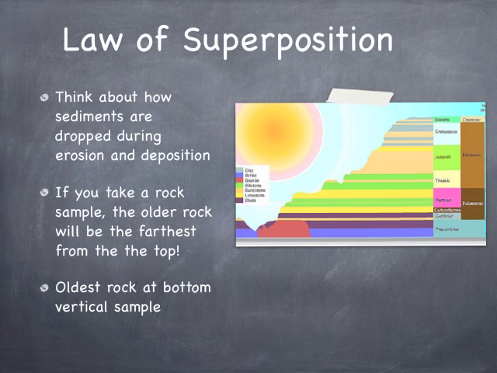We are almost done. One of the big laws that goes along with geology is called the law of superposition. This has to do with the sediments and how they're dropped during erosion and deposition. If you take a rock sample, like if you look at the picture, if we were to go on the very top of this kind of mountainy looking image, dig straight down, take a rock sample and pull it up, the oldest rock is going to be the farthest one from the top. So the farther down I go in my rock sample, the older the rock is.